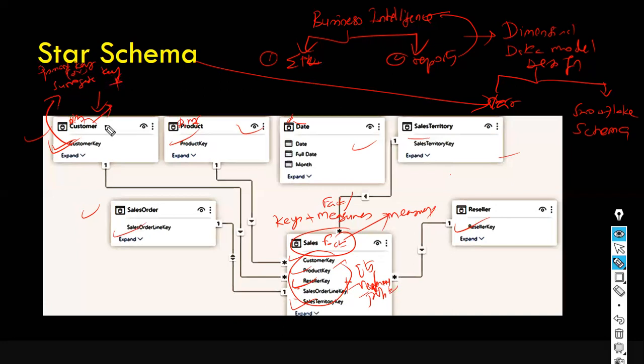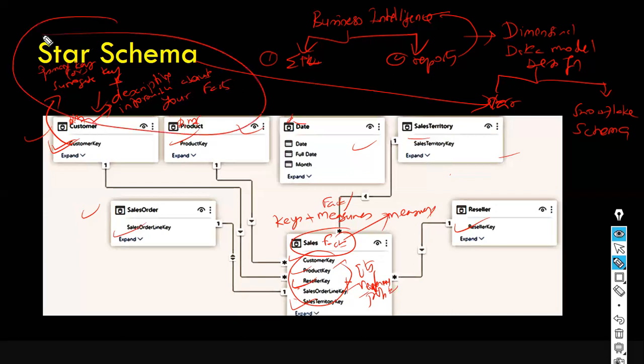The dimension tables will have the combination of the surrogate key and the descriptive information about your facts. This is what your dimension table is. In the interview, they ask you what is a dimension table. Dimension tables are nothing but the combination of the surrogate key or the primary key with the descriptive information of the facts or measures. Okay, so this is my sales fact table.